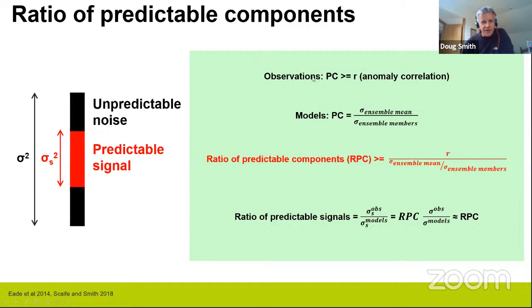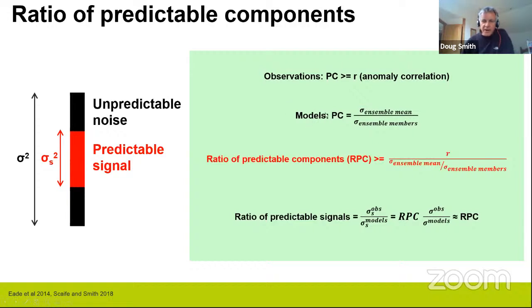So we're defining this predictable component in the observations as the correlation that we can get between the model ensemble mean forecast and the observations. And this will be a lower limit, because if we can achieve that correlation right now with imperfect models, then we would expect it to increase as the models get better.